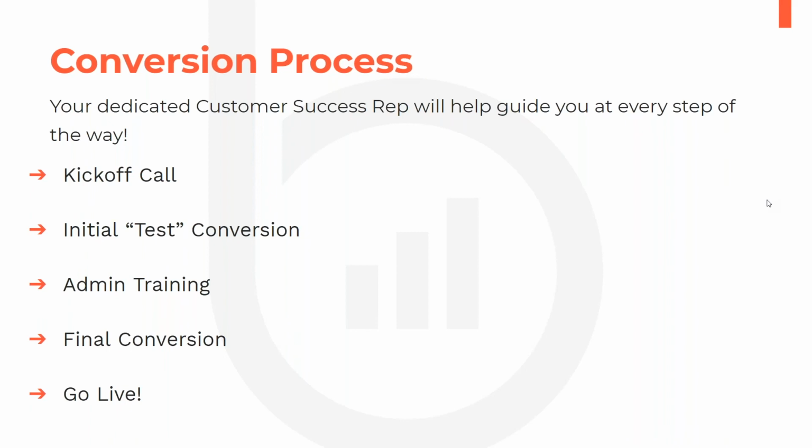From there, we do an admin training to make sure the account's set up correctly, that anyone who has admin access knows how to make any sort of changes that might need to be made. After that, you'll choose a date for your final conversion, get the data over, make sure everyone's trained and ready for the transition, and then choose your go live date.